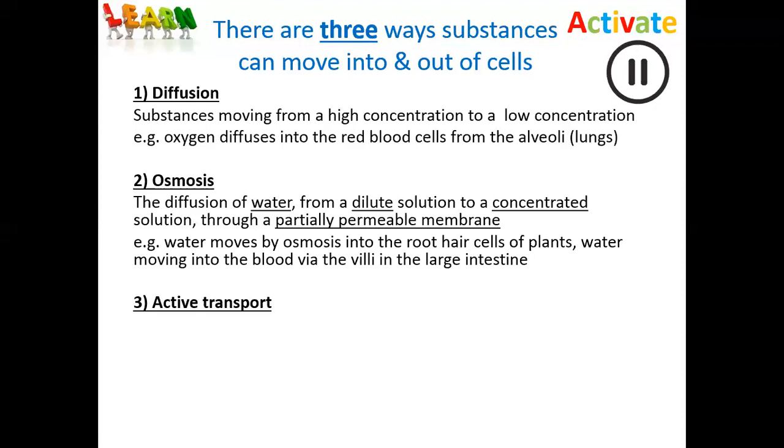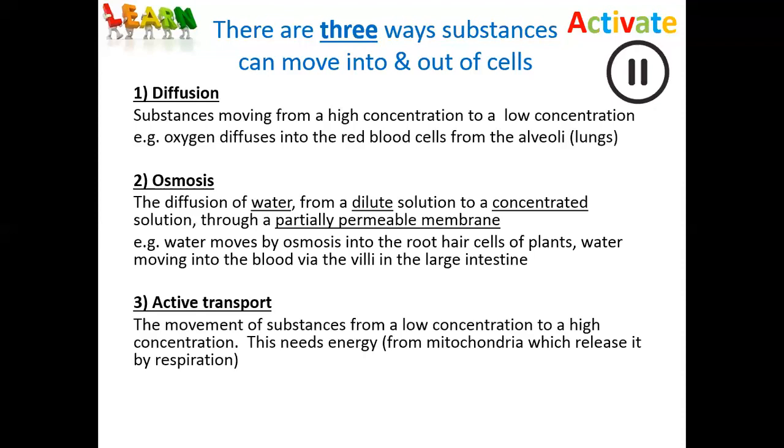Active transport is different to both of those two processes because it's the movement of substance from a low concentration to a high concentration. So it's going from where there's very little of the substance to where there's already lots of the substance. And that needs energy because it's like trying to shove an extra pair of socks into a drawer of socks that's already full. It's going to take energy to try and get it into there. And that energy comes from the mitochondria who are carrying out aerobic respiration. So cells that do active transport will have lots of those mitochondria.